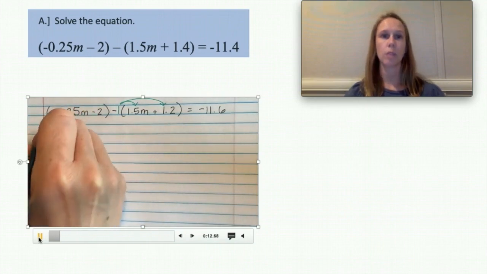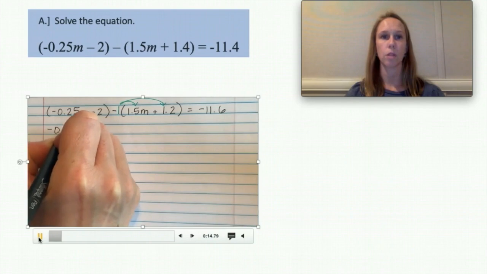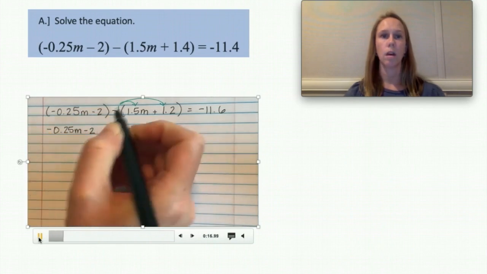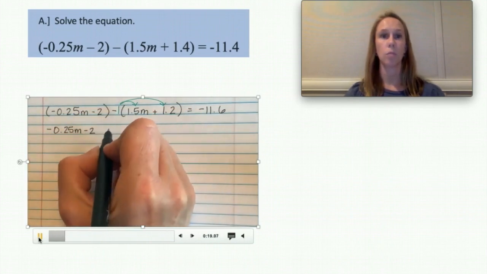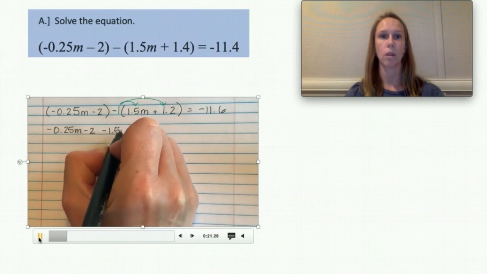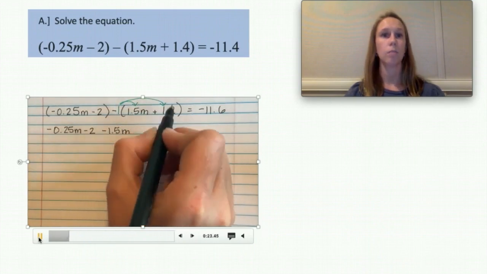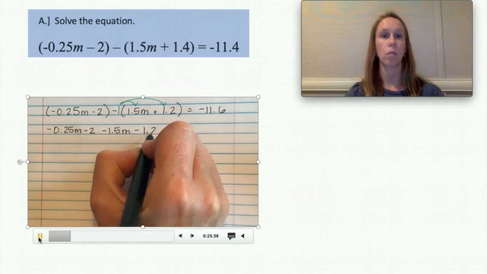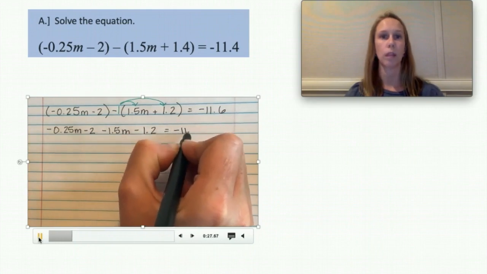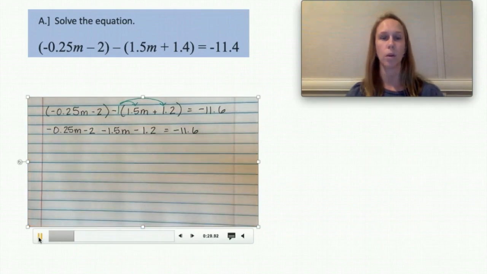So the first thing I'm going to do is just copy down the first expression without parentheses. And then I'm going to think -1 times 1.5 is -1.5m. -1 times 1.2, or 1 2/10, is -1 2/10. And then I'm going to copy the rest of the equation.